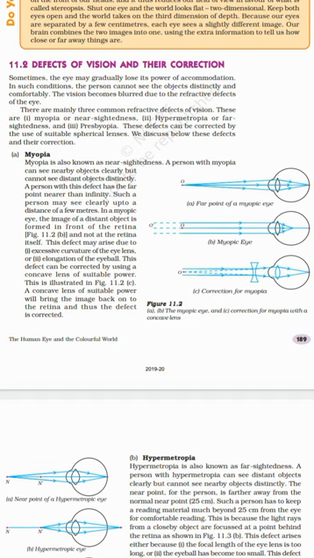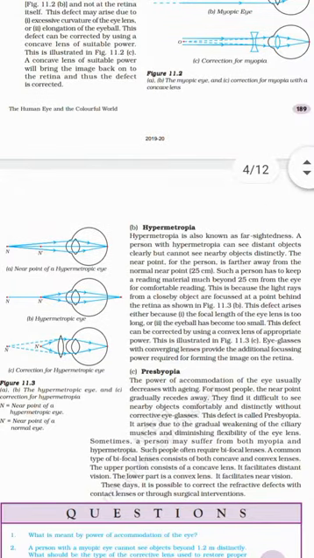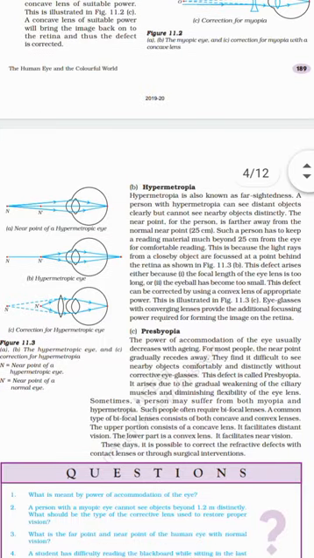Then let's see the second point, hypermetropia. What is hypermetropia? A person cannot see nearby objects clearly, but can see distant objects distinctly. What does it mean? If a person is suffering from hypermetropia, then he cannot see nearby objects clearly, but can see distant objects distinctly. In this case, the image is formed behind the retina.